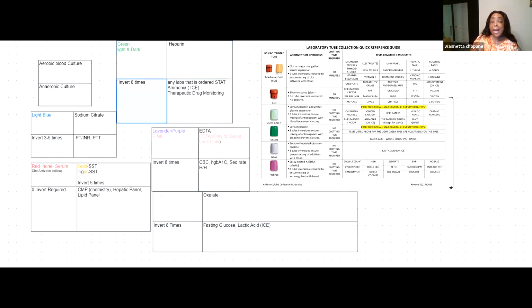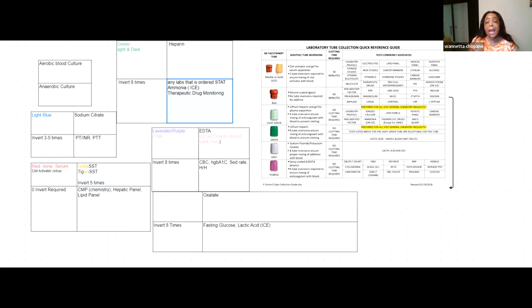The most common tests in the green top tube, okay, I'm going to try to explain it in the best way. Do you guys see right here, highlighted in yellow on the sheet that you have, where it says preferred for all stat general chemistry requests? Then underneath it you see chemistry profile. Oh, that looks familiar. You see lipid profile. Oh, that looks familiar. Hepatic panel. Oh, that looks familiar to you, doesn't it?